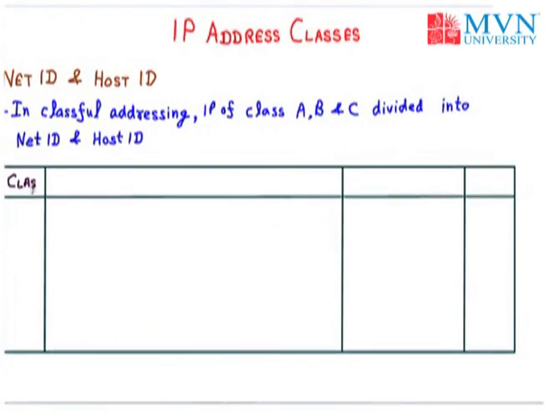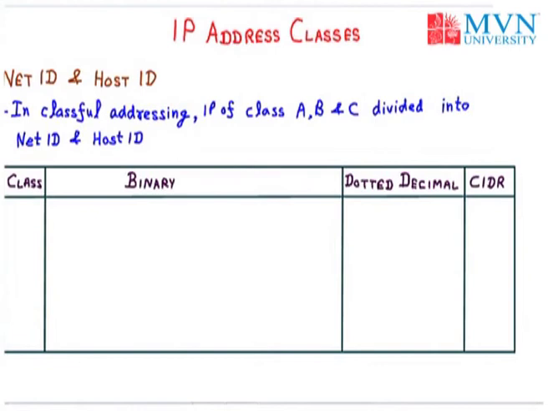The first one is the class, the second one is the binary. Here binary stands for the binary notation of IP address classes. Then we have the decimal dotted notation of the IP address. And the last one is the CIDR. CIDR stands for classless inter-domain routing.